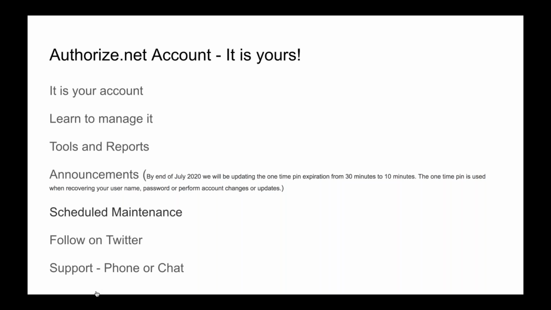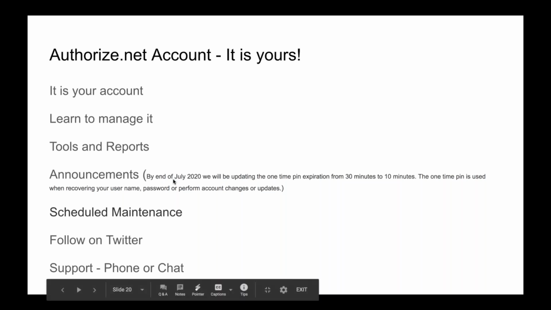Also, Authorize.net will make some announcements, and that is usually displayed on the first page when you log in. Some of these announcements are really important. Sometimes they may suspend transactions. They may have a maintenance and warn us that transactions are not going to go through for 2 hours. Usually it happens in the middle of the night, but still it is going to affect transactions on your website. So please pay attention to the announcements.